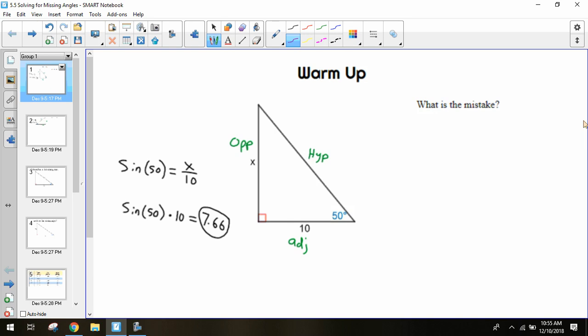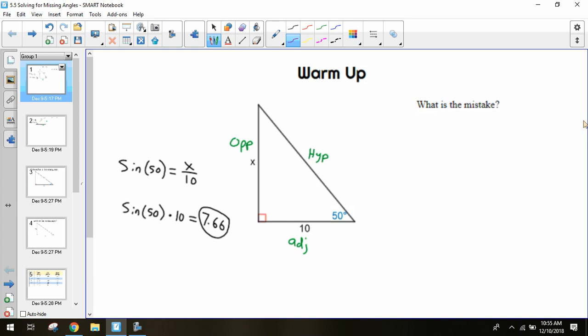What were we using trigonometry to help us find? Missing sides for special or non-special right triangles. Good. So triangles that we didn't have enough information for. We only had an angle, we only had a side, and we were looking for any other side. Good. All right.